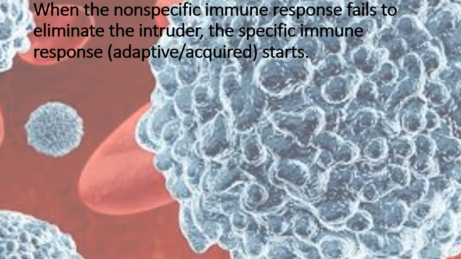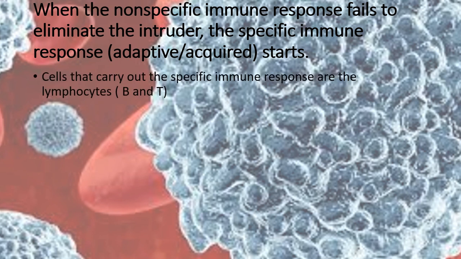On the contrary, the specific immune response is an immune response which is targeted against a particular antigen based on its identity. So usually, after the pathogenic agent finds a way to the inside of the body, the first line of defense is going to be the non-specific immune response. When this defense fails to eliminate the intruder, the specific immune response is going to start. Remember that the non-specific immune response is also called an innate immune response, while the specific immune response is also known as adaptive immune response or acquired immune response.